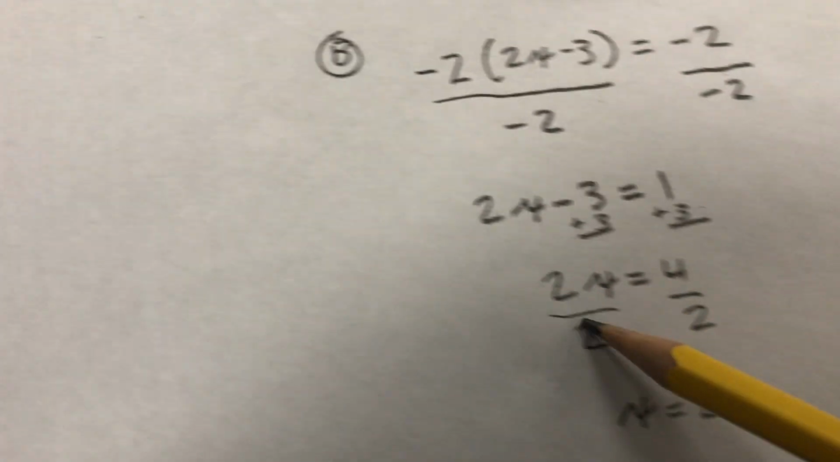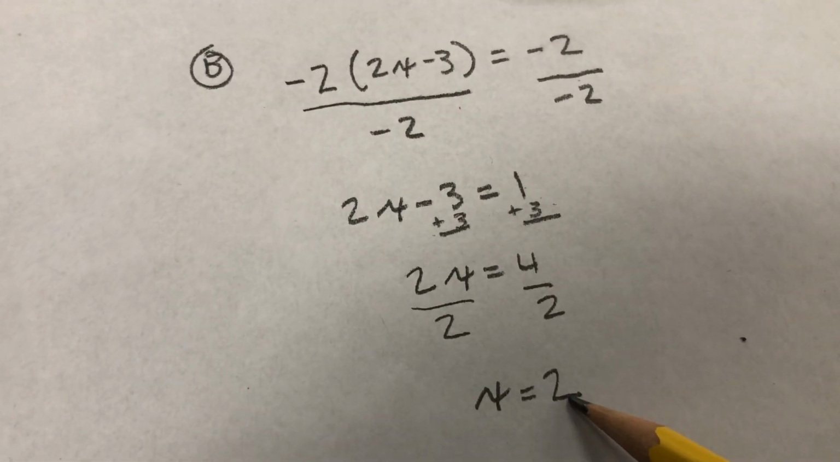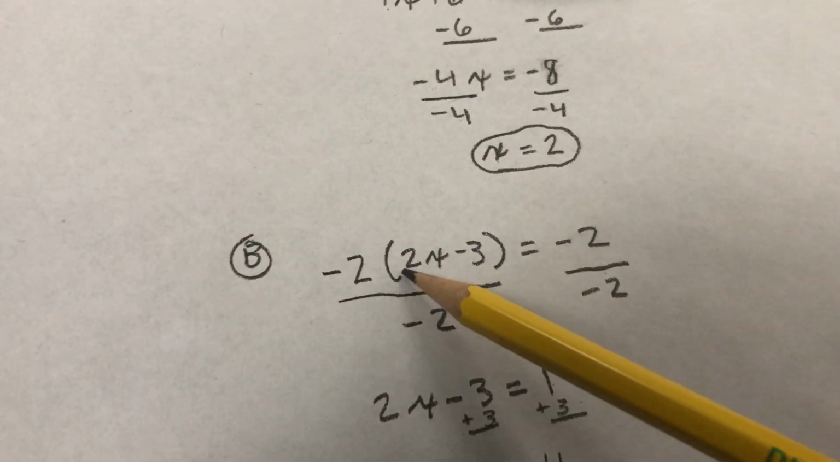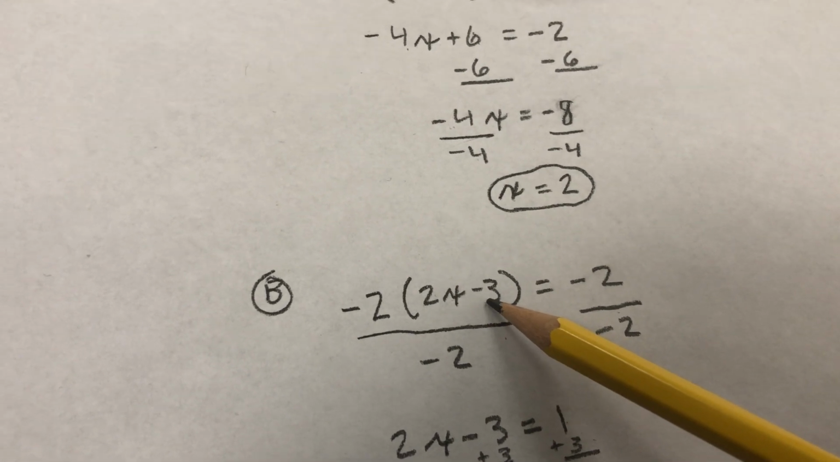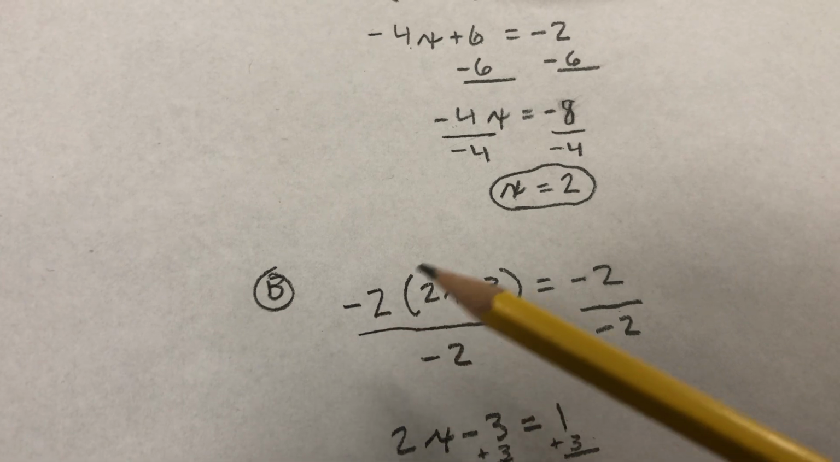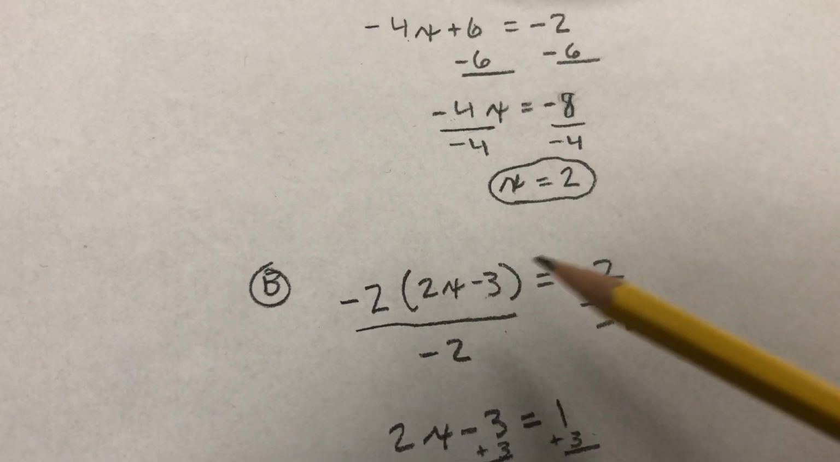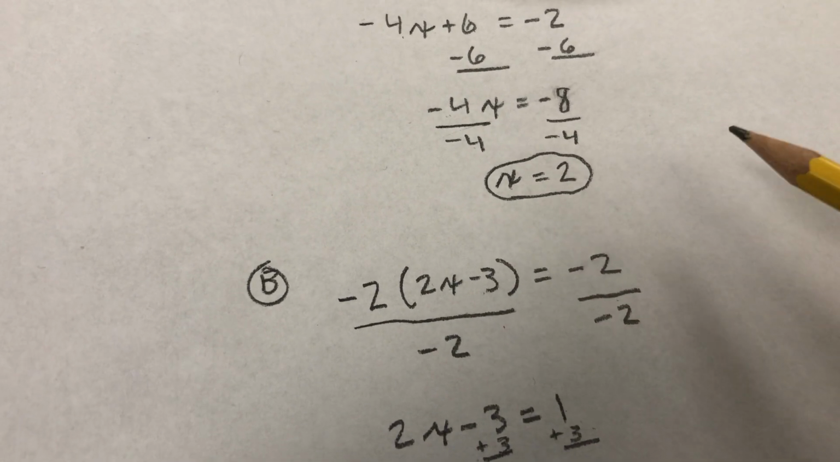And then down here, the answer to this one was also 2, coincidentally. If I put it up here, 2 times 2 is 4. 4 minus 3 is 1. 1 times negative 2 is negative 2, and that's over here as well. So negative 2 equals negative 2. That's a true statement as well.